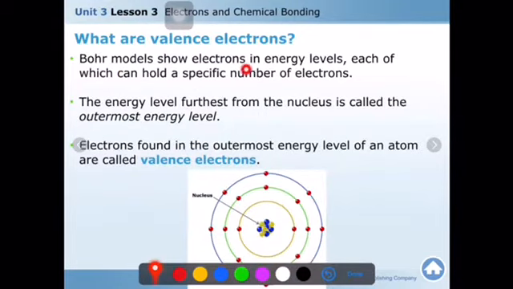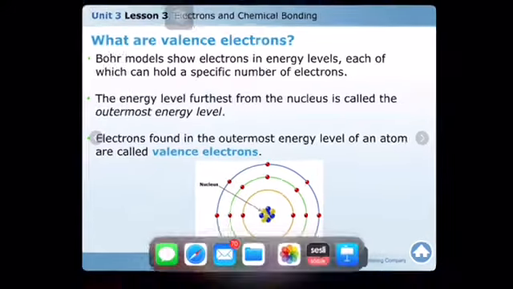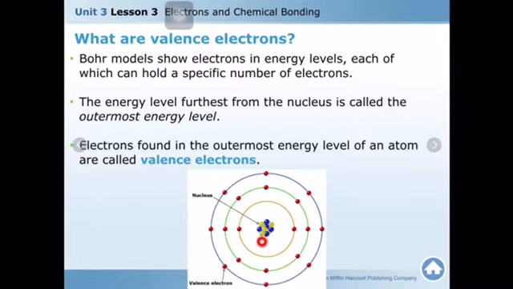Bohr models show electrons in energy levels, each of which can hold a specific number of electrons. The energy level furthest from the nucleus is called the outermost energy layer. This is actually the valence electron layer. Whatever electrons are present on the outermost energy layer are called valence electrons. Electrons found in the outermost energy layer of an atom are called valence electrons.